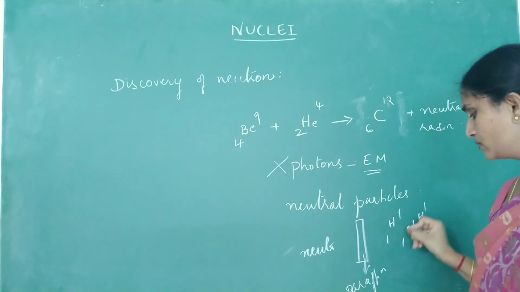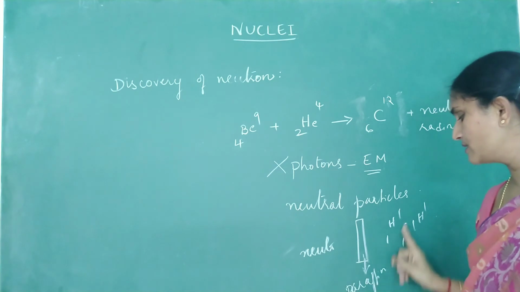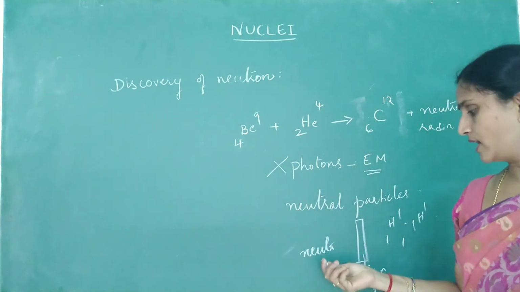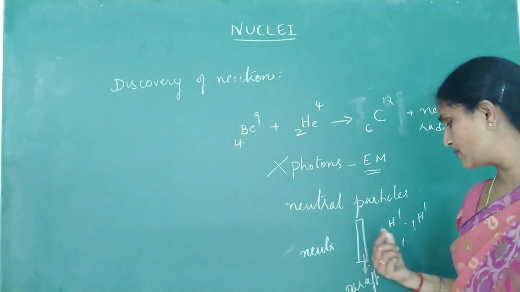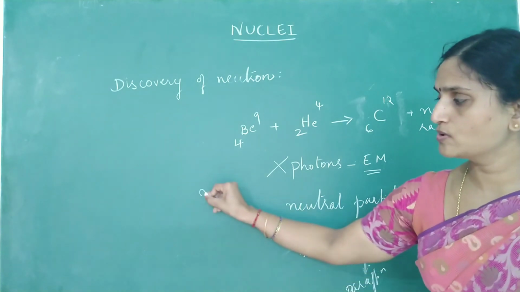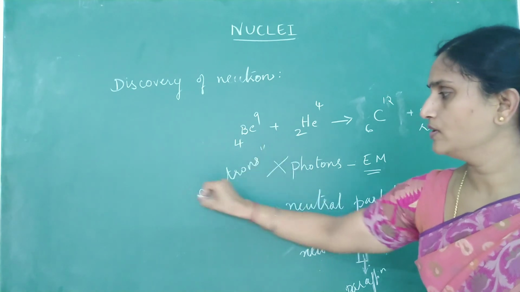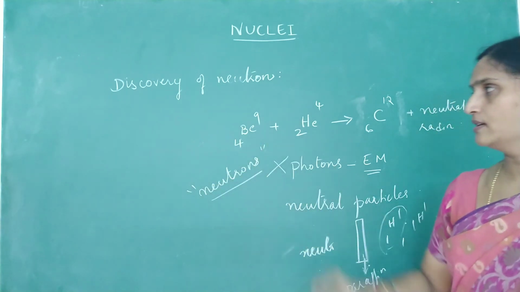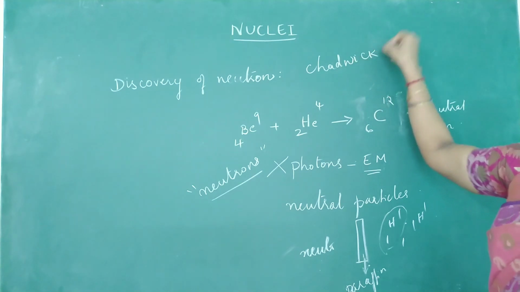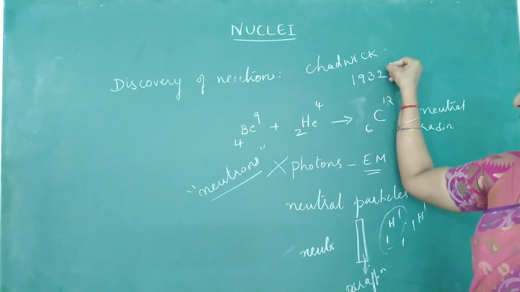So this led to the conclusion that the neutral matter has the same mass as that of proton. So they were not photons which were released, but in fact a neutral matter whose mass is similar to the mass of proton. And he called these neutral particles neutrons. This is how neutrons were discovered by Chadwick. Because Chadwick resolved this issue, we say that neutrons were discovered by Chadwick in the year 1932.